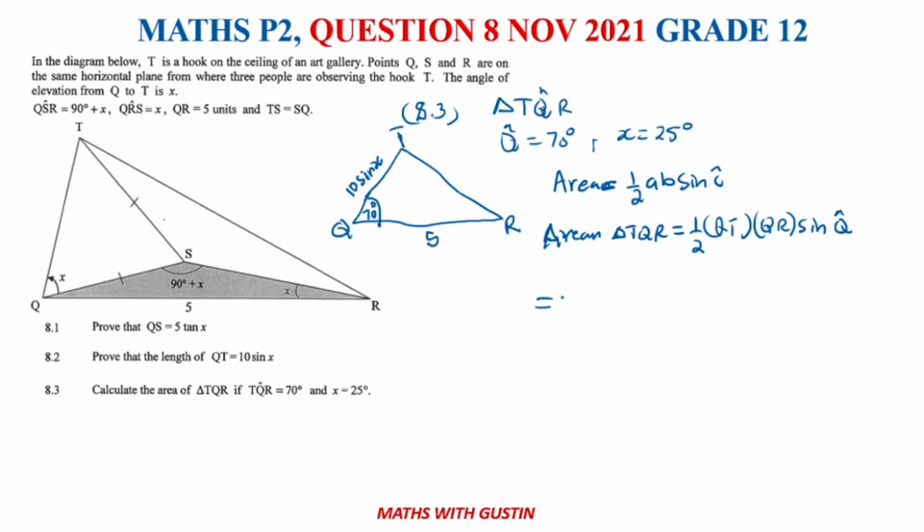So now we can come here and substitute this into our equation. We have got a half. What is QT? QT is equal to 10 sine X, where X is 25, close bracket. QR is equal to 5. Therefore we have got sine 70. All right, so when we punch that into our calculator, I am getting 9.93 units squared.